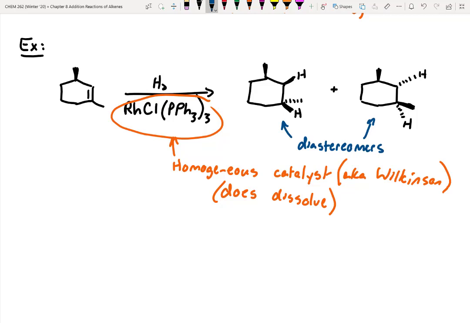All right, the main problem they had in the pharmaceutical industry was if you wanted to do this, you immediately lose half of your products, right? Because it's the wrong diastereomer. We have to be very careful about this. So what they found is that you can replace these with chiral ligands.